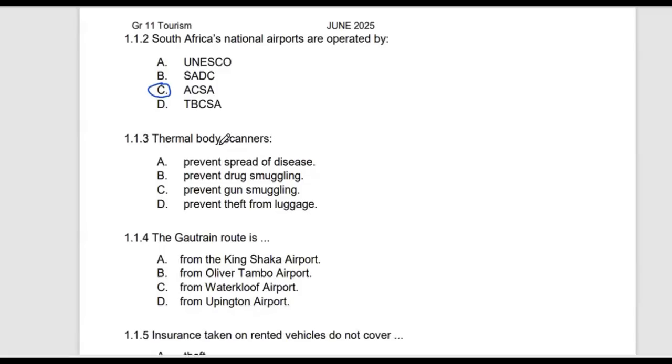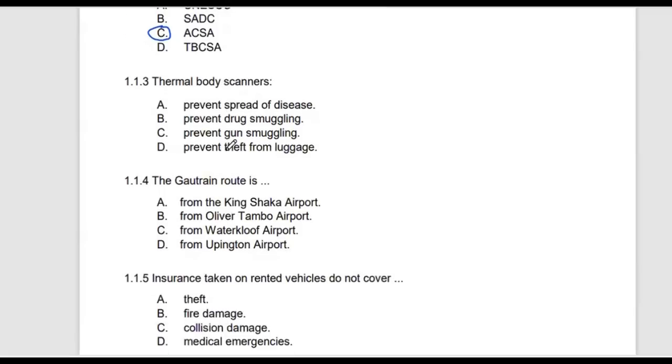Then 1.1.3, thermal body scanners. At an airport, I think you are aware that passengers are subjected to thermal body scans. The reason why they are subjected to thermal body scans is to prevent the spread of diseases from one point to the next. So thermal body scanners are there to prevent the spread of disease.